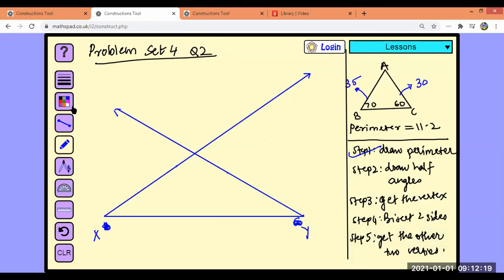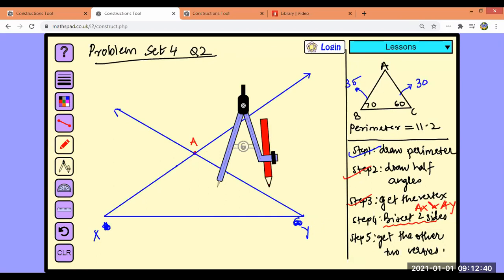So here you see we get the vertex, which is this point of intersection. So this is point A. We have got the vertex. Next, we have to bisect the two sides. Which sides? So that is AX and AY. We need to bisect AX and AY. And how do we bisect?